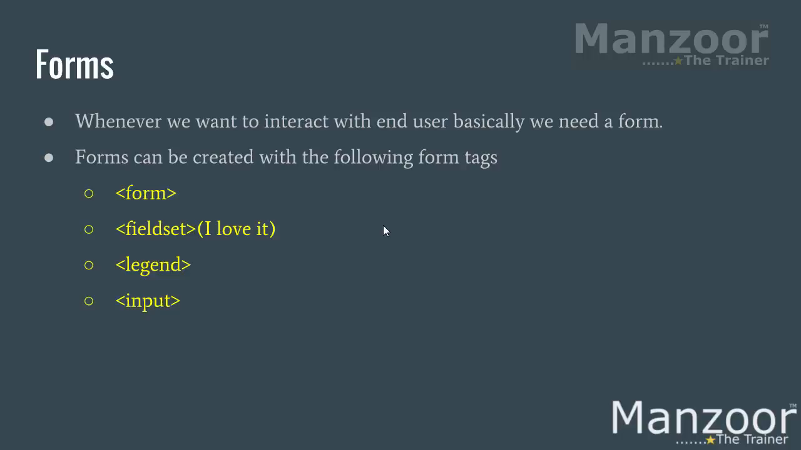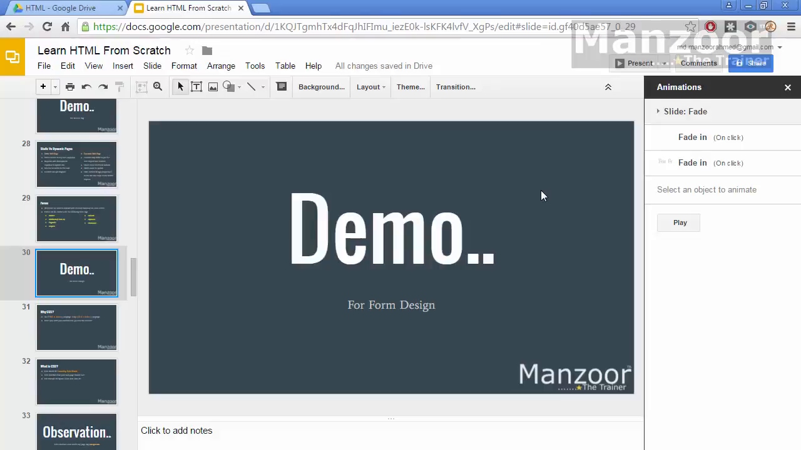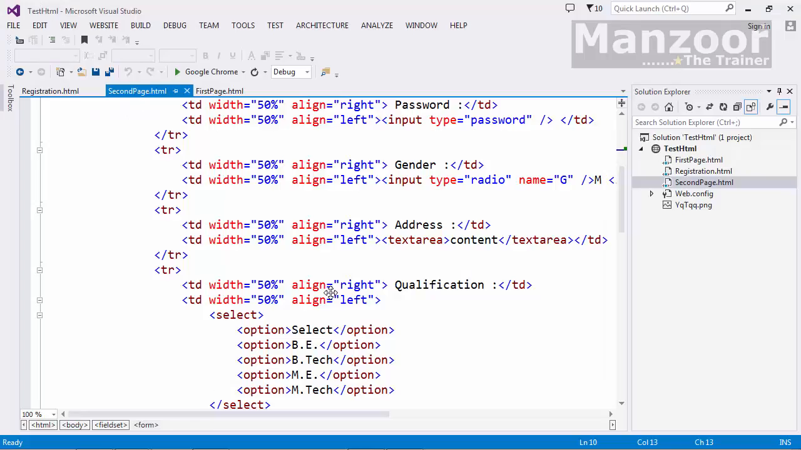I can use input tag, select tag for a drop down list or checkbox list. And in the list I can add the items as options, and text area for text area where normally I give address. So let us see, I have created a form and let us see how it looks.